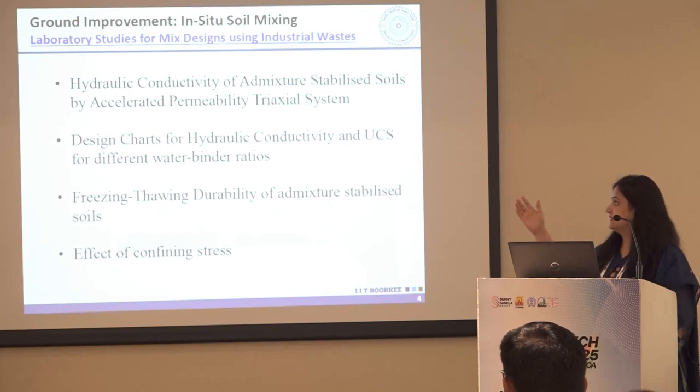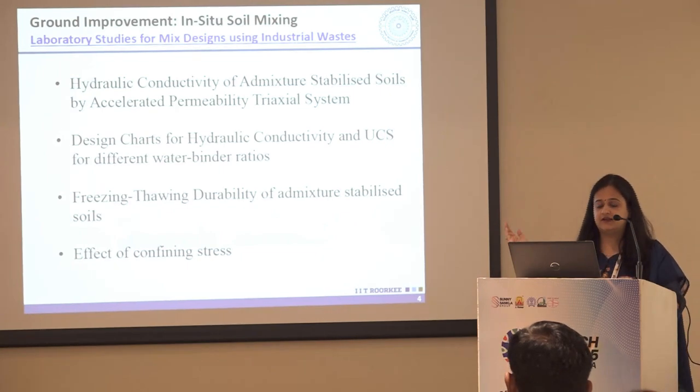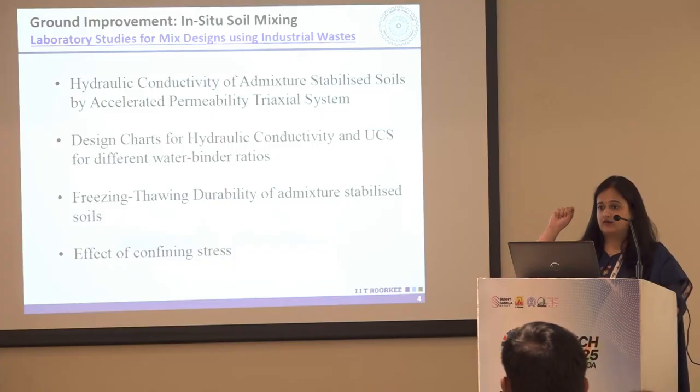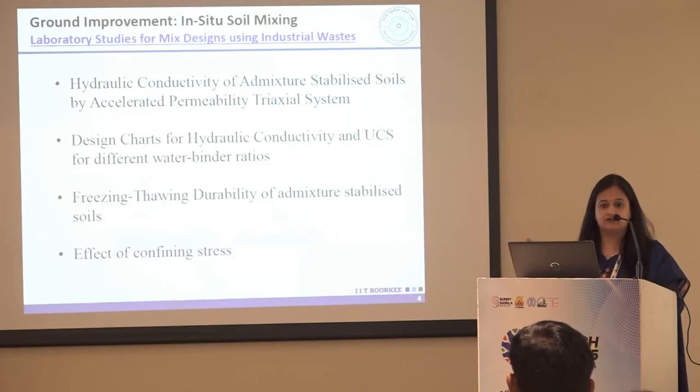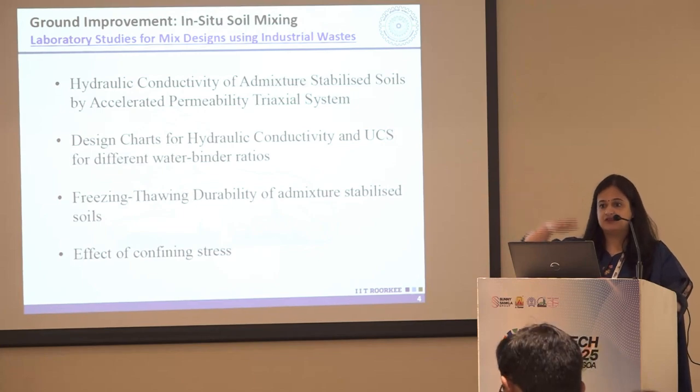So we came out with hydraulic conductivity measurements using an accelerated permeability triaxial system, and we developed some design charts for hydraulic conductivity and UCS for different water binder ratios. Contractors are now using UCS and water binder ratio charts, but they don't have charts for hydraulic conductivity and UCS or water binder ratios. We are also looking at freezing-thawing durability, because in Himalayan regions where they have these hydropower projects, they have extreme temperatures.